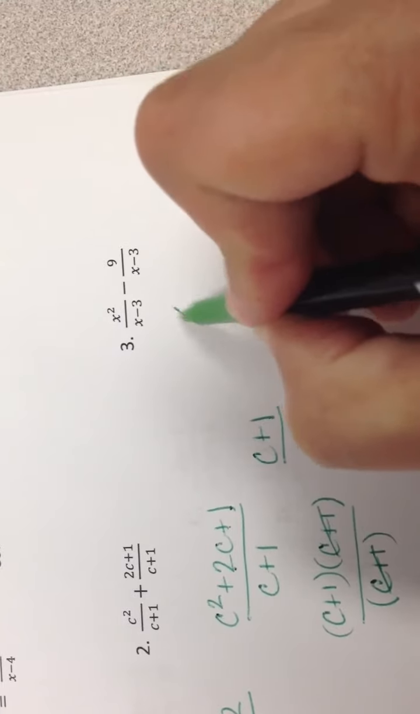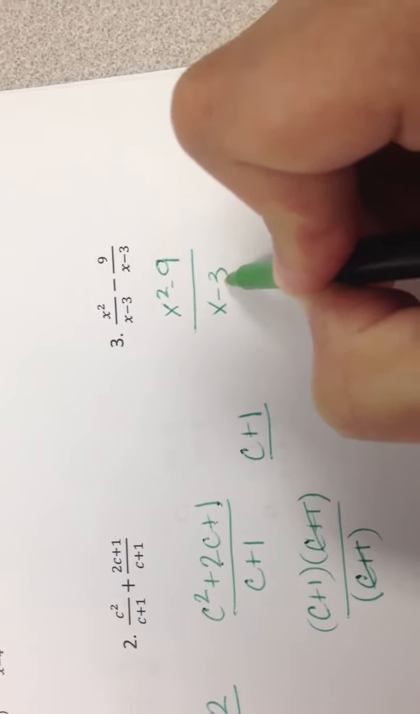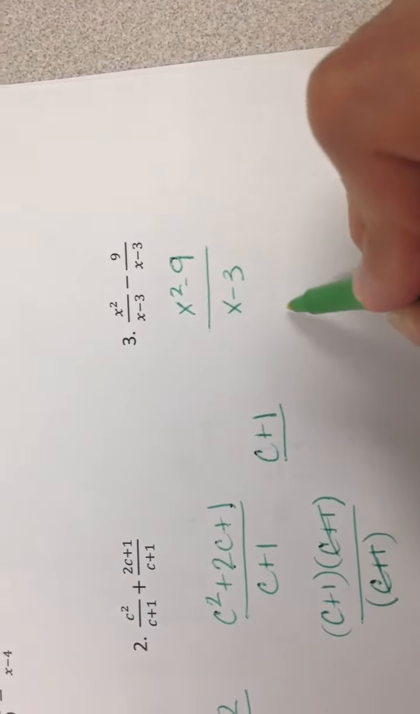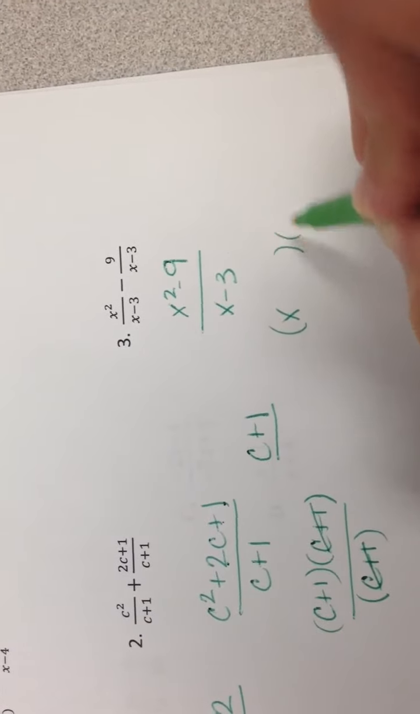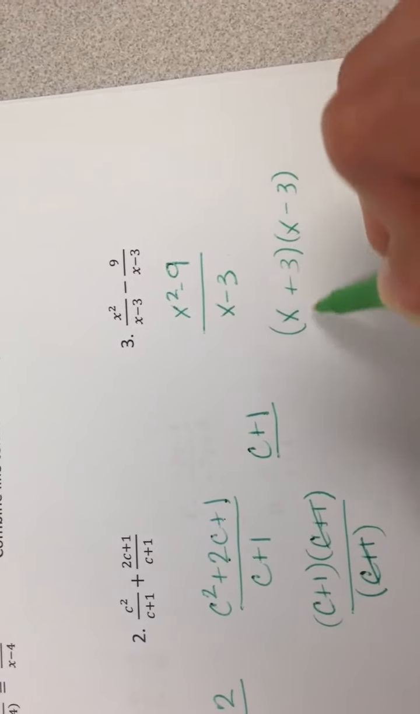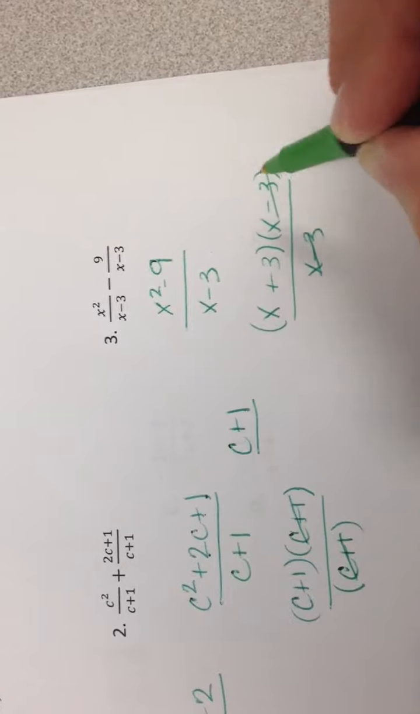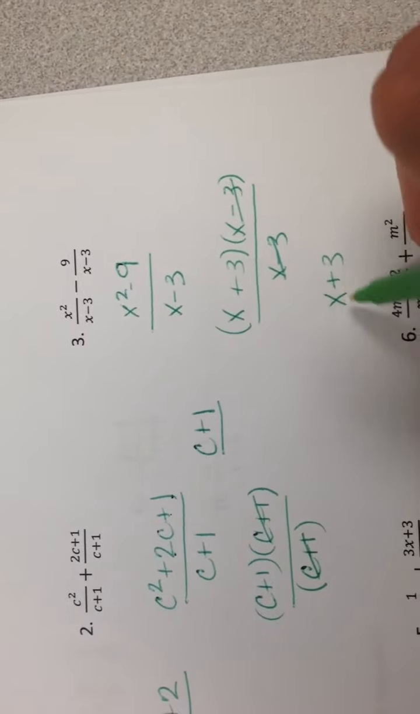So here we're subtracting, so I have x squared minus 9 over x minus 3. I'm going to factor the numerator. That's the difference of two squares. Signs are different, and that's over x minus 3. Simplify. My answer here is x plus 3.